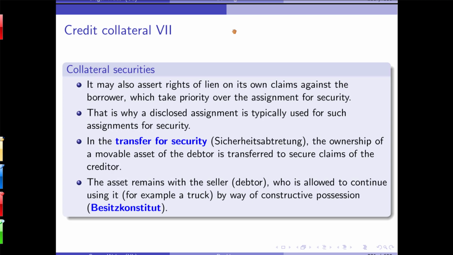If, for example, you own a lot of trucks, if you're a company in the logistics sector, it might be that you sign over the rights to your trucks to, for example, the bank, but you still want to use your trucks because otherwise you will be bankrupt. You cannot do any more business, your revenues will go down. So this is an example where you might want to consider this constructive possession, this Besitzkonstitut, where you sign over the rights to your assets as collateral, but you are still allowed to use it. Now, this is important for some companies.